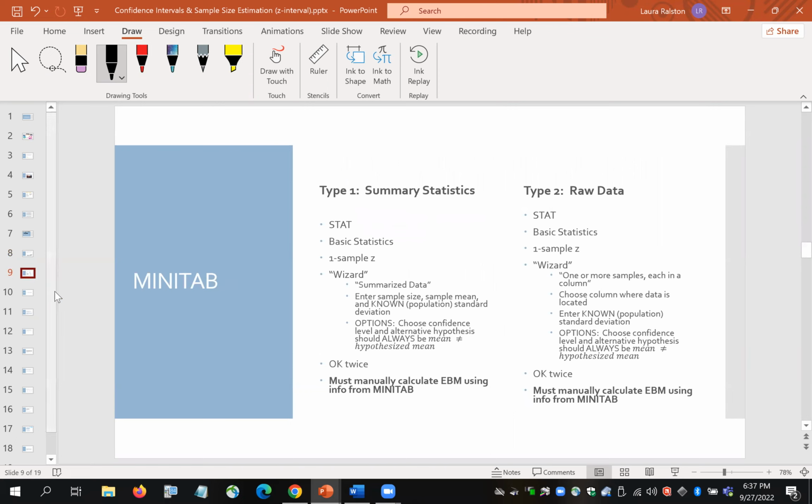I have on slide 9, in case you want to write them down, although you won't need them for the midterm, the steps for Minitab. Whether you have summary statistics, which is the instructions in the middle, or whether you have the raw data, which is the instructions on the right. And we're going to be walking through those.